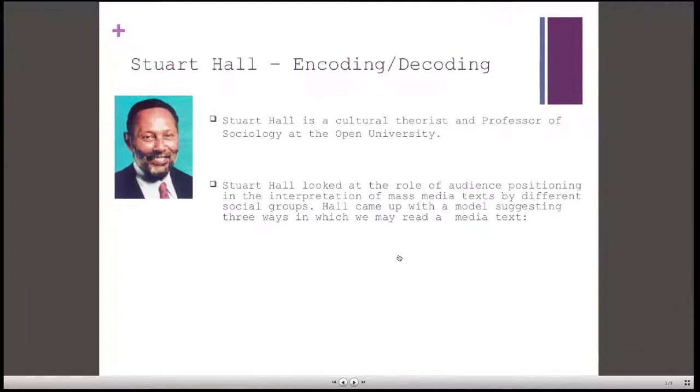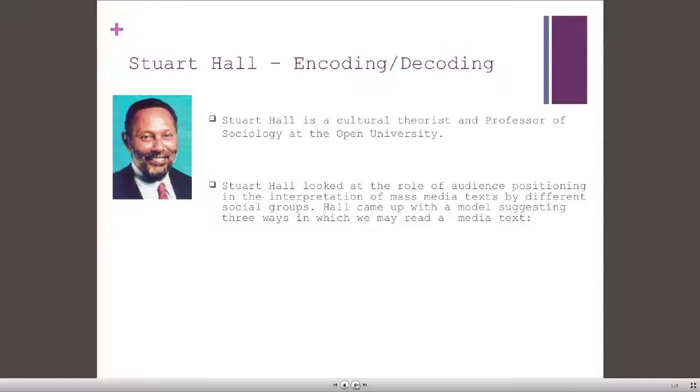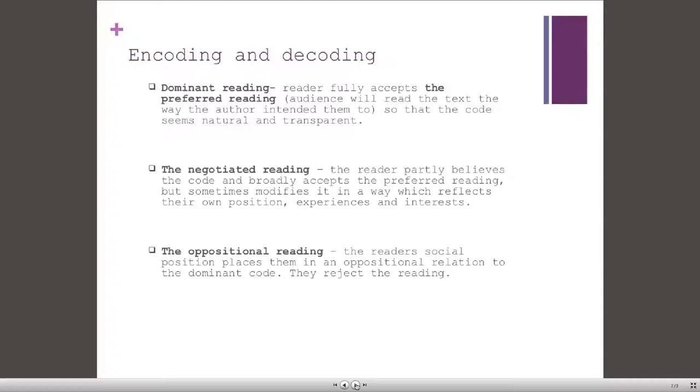And again, you don't necessarily have to use this terminology directly in the exam, although it might be useful in terms of the question, but certainly it's the principle of different types of reading depending on the context of reception. So the dominant reading, the preferred reading, which is how we're positioned to respond to the text. Obviously, think about Triumph of the Will. We are positioned by that text to accept the ideology of Hitler and the Nazi Party and to think that Hitler is a great leader.